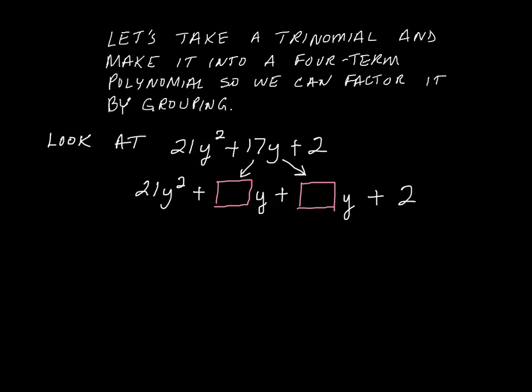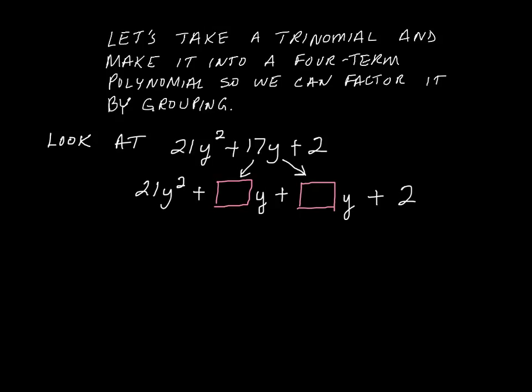We could separate 17y a bunch of ways. We could have 1y and 16y, 2y and 15y, 3y and 14y. They all add up to 17y, right? 10y plus 7y, that's 17y. 9y plus 8y. We could separate 17y into 2 parts very, very easily. But I want to choose the strategic way that is going to allow me to factor this correctly.